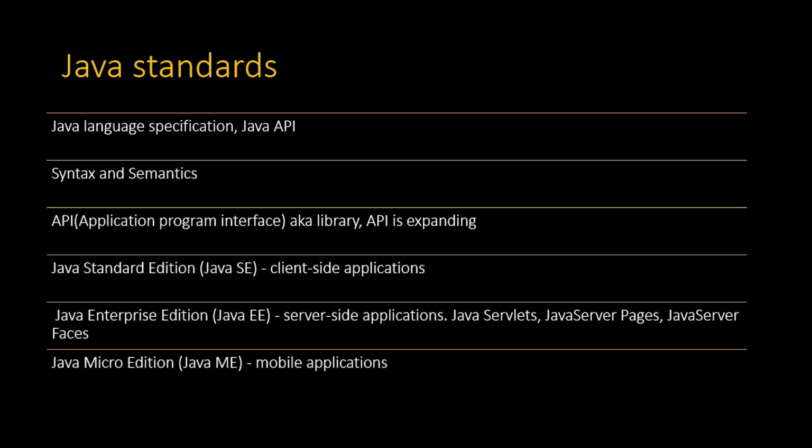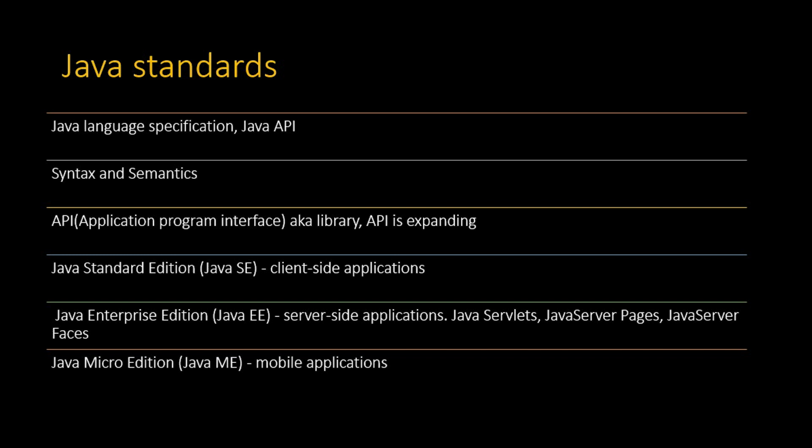Computer languages have strict rules of usage. If you do not follow the rules when writing a program, the computer will not be able to understand it. The Java language specification and the Java API define the Java standards. The Java language specification is a technical definition of the Java programming language syntax and semantics. The application program interface, aka API, also known as library, contains predefined classes and interfaces for developing Java programs. The API is still expanding.